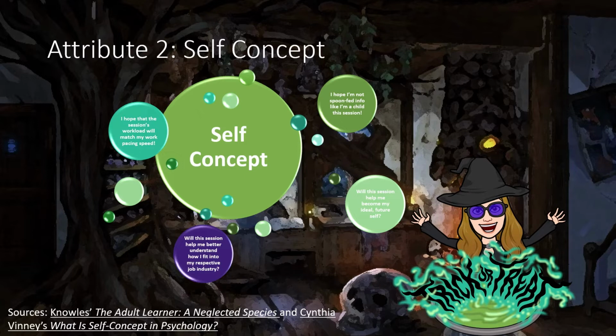And I have a lot of thoughts such as, I hope the workload will match my work pace, and I hope this session will help me become my ideal future self. Without self-concept, your students' personalities are not accepted, and that will make them feel unwelcome. And just like not being able to have candy for trick-or-treaters, it will leave a sour taste in their mouths.